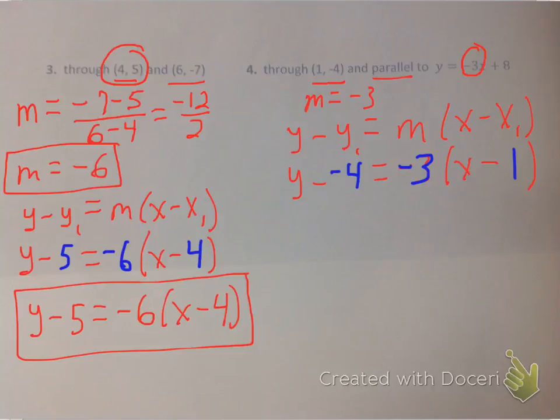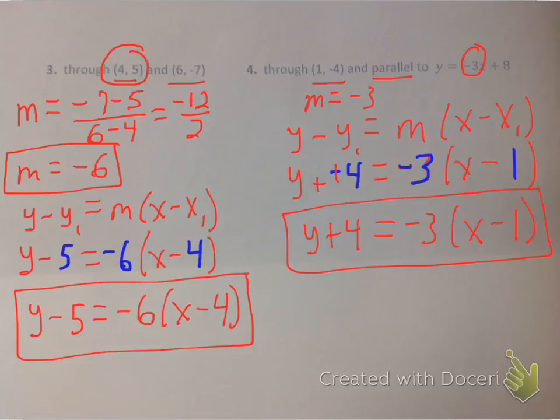So now we've got everything entered, so now we've got to just clean up our signs. So y minus a negative becomes y plus, so that's y plus 4 equals negative 3 times (x minus 1). And that is your answer in point-slope form.